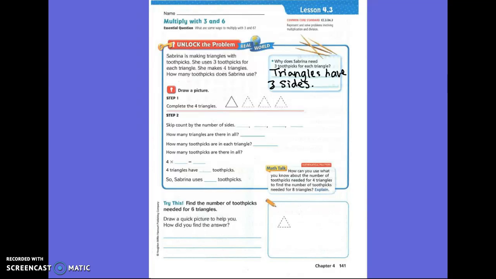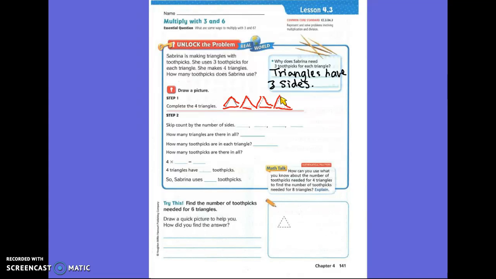Okay, now we're going to draw a picture to help us figure out this problem. So it says complete the 4 triangles. So we know that we are going to have 1 side, 2 sides, 3 sides. Now complete these other ones, please. So the directions say complete the other triangles.